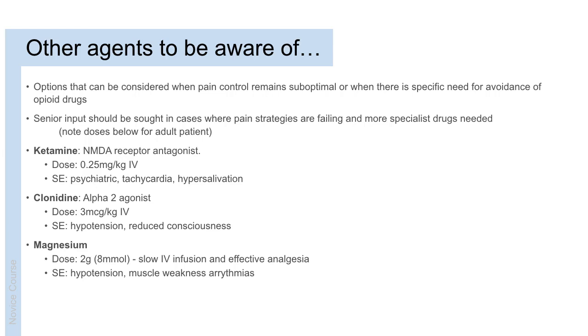Magnesium is another drug that can be used as an analgesic. It is given via a slow intravenous infusion, normally of about 2 to 2.5 grams. Its side effects include hypotension, muscle weakness, and arrhythmias, particularly on rapid infusion.